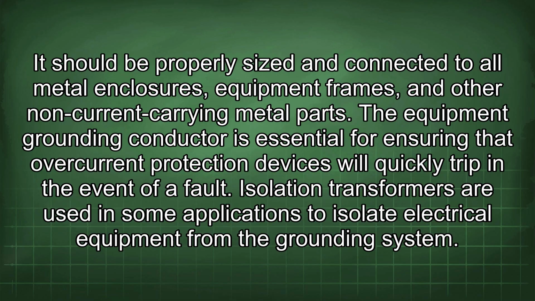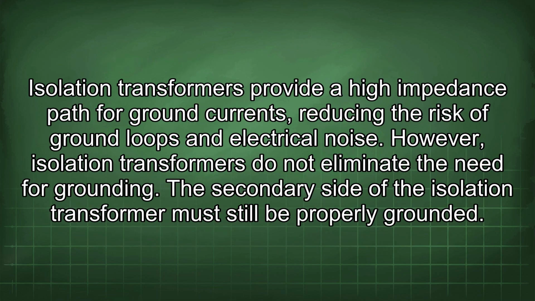The equipment grounding conductor is essential for ensuring that overcurrent protection devices will quickly trip in the event of a fault. Isolation transformers are used in some applications to isolate electrical equipment from the grounding system. Isolation transformers provide a high impedance path for ground currents, reducing the risk of ground loops and electrical noise. However, isolation transformers do not eliminate the need for grounding. The secondary side of the isolation transformer must still be properly grounded.